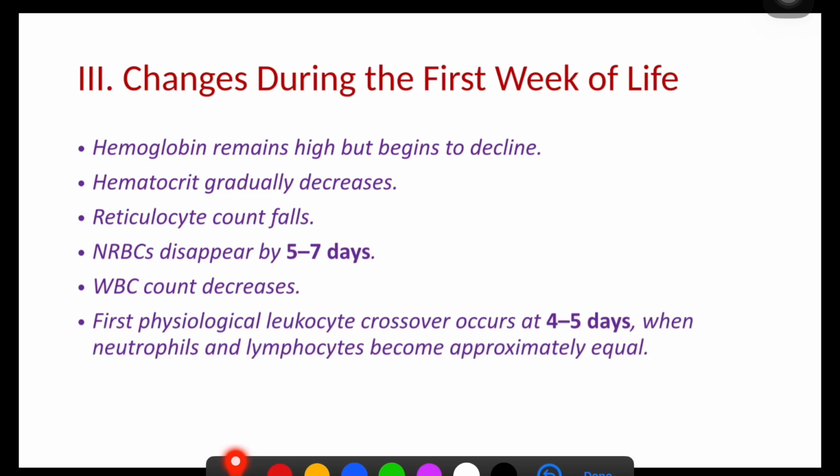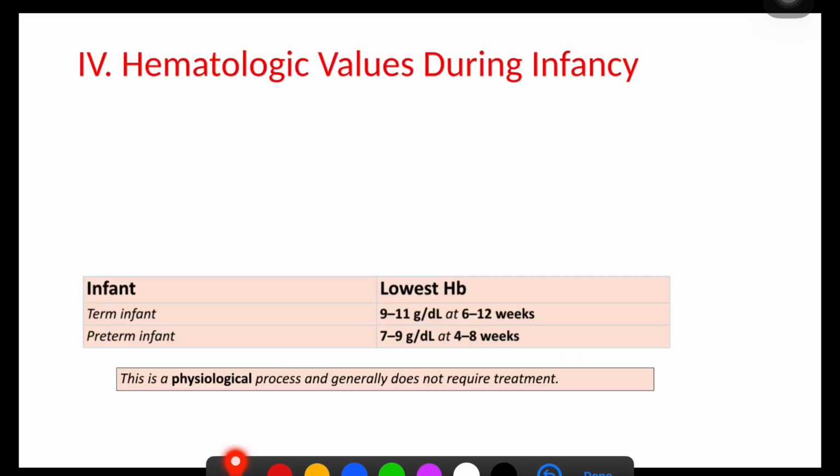So, first physiological leukocyte crossover occurs at 4 to 5 days. So, what is crossover? It means at the time of birth or at the first day of life there will be neutrophilia. But at 4 to 5 days, neutrophils and lymphocytes become approximately equal. So, neutrophils are decreasing and lymphocytes are increasing at 4 to 5 days of life.